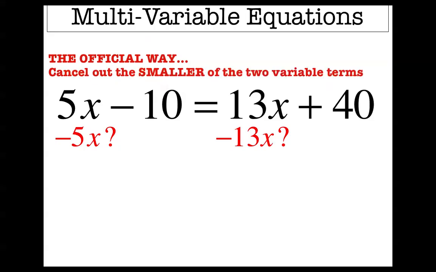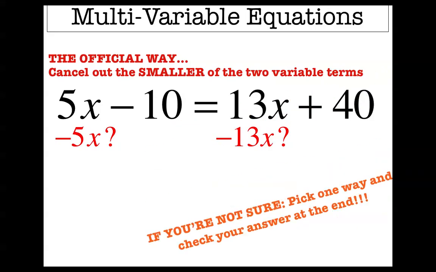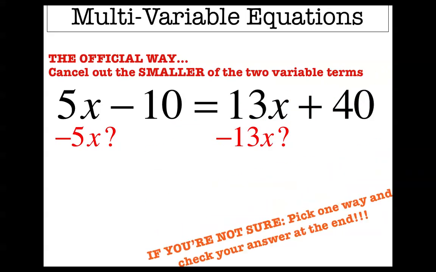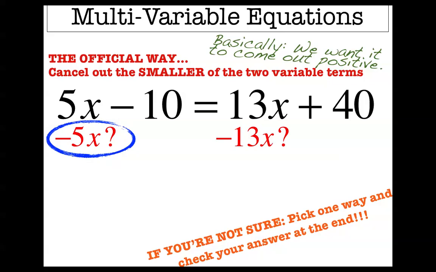Well, the official way is to pick whichever one is smaller. So in this case, we would do 5x minus 5x, and we would subtract 5x from both sides. But if you don't remember the official way to do it, it's okay to just pick one of the two ways to do it, and then see what happens, and then just make sure you check your answer at the end by plugging in your solution to the original equation. So we're going to do the 5x minus 5x, okay? Because if we subtracted 13x from both sides, we would get a negative number. And we like positive numbers better, right?